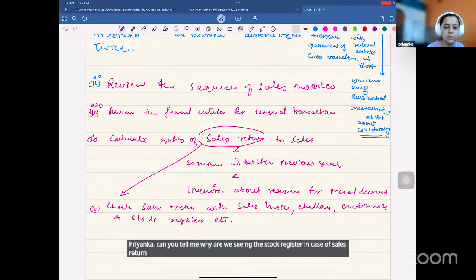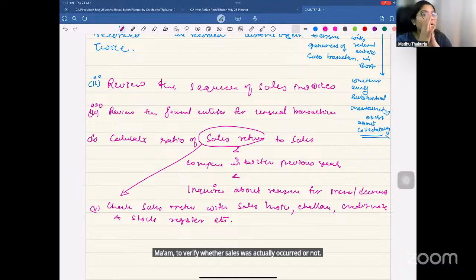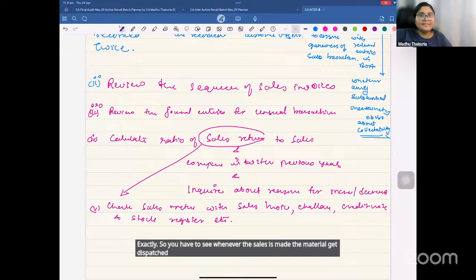Ma'am, to verify whether sales actually occurred or not. No, we are talking about sales return. The stock has returned back. Exactly. Whenever a sale is made, the material gets dispatched. Whenever the customer has returned the goods, that is inventory. If it is still good, it has to go back to the stock. If it is bad, it will go into the stock of obsolete inventory, but it will have to be booked into the system back.